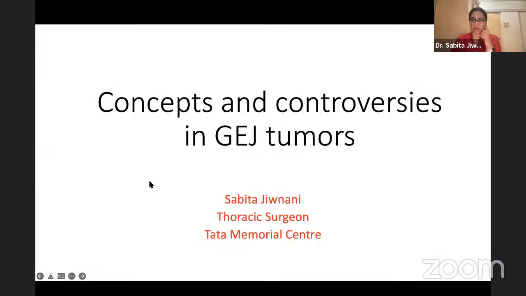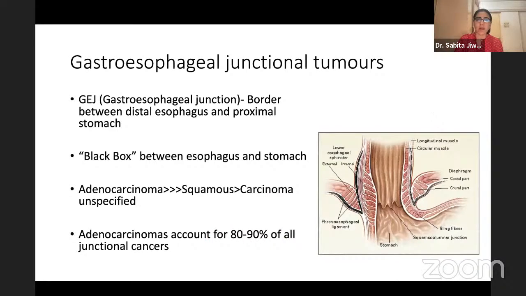Yeah, so I have tried to encompass all the evidence that we have in gastroesophageal junction tumors. But since we have covered a lot of points during the case-based discussion, I will skip through those slides or go through them really fast in the interest of time. So coming to gastroesophageal junction tumors, it is really a gray area between the esophagus and the stomach.